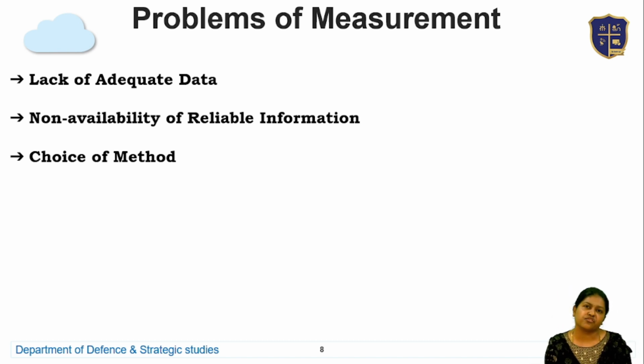And the next is choice of method. If we take the production method, for manufacturing sectors it is better to go for the production method. Whereas for calculating individual household income, it is better to go for the income method or expenditure method. So based on the sectors, we need to choose the method. If we make a wrong choice of method, you may not reach the proper calculation of national income.